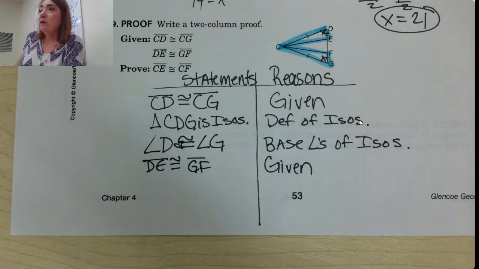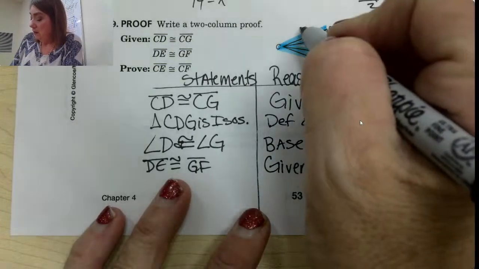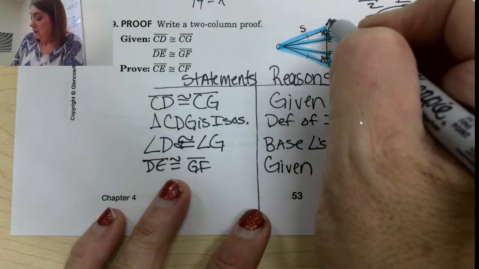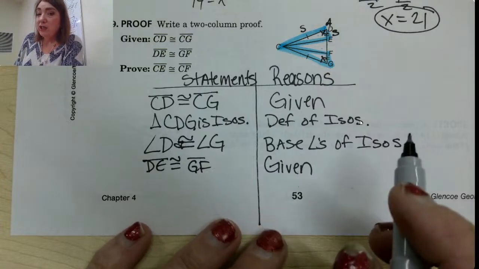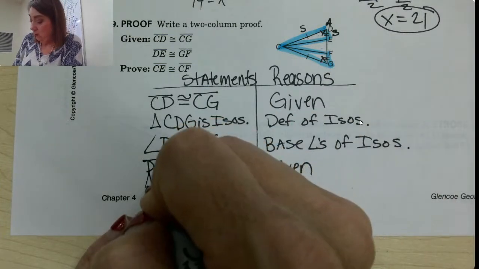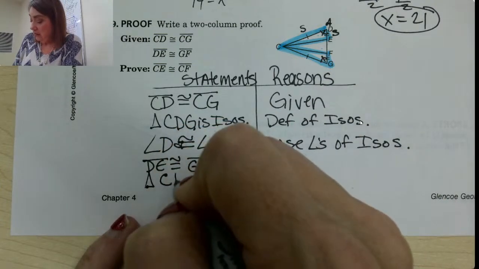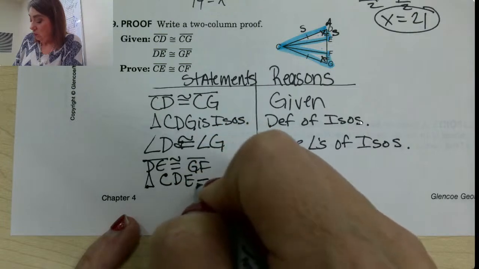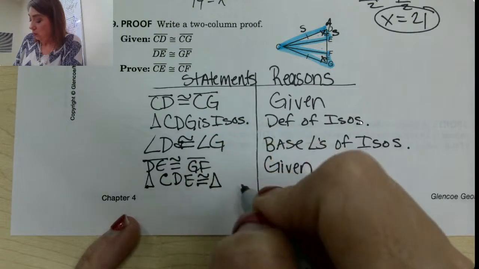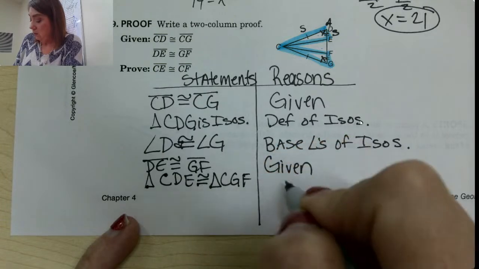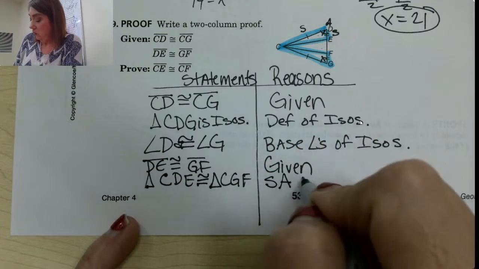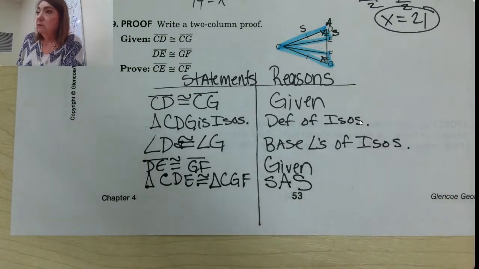How did we do it? Side, angle, side. So we just proved that triangle CDE is congruent to triangle CGF based on side, angle, side. Y'all see how we did that?